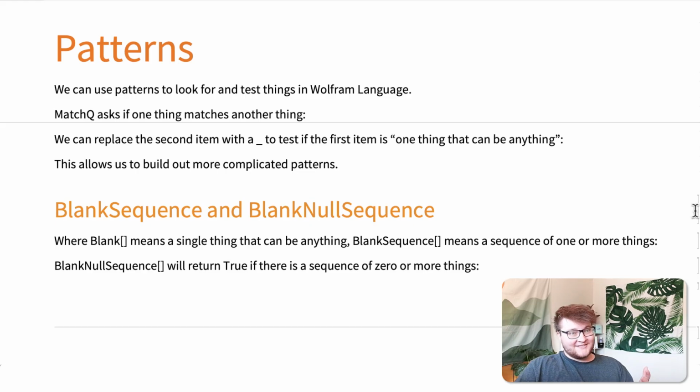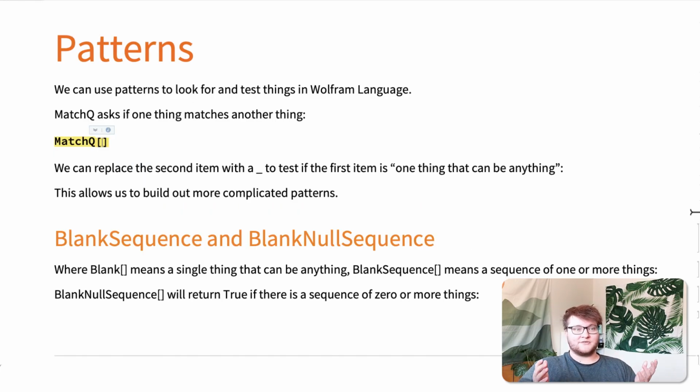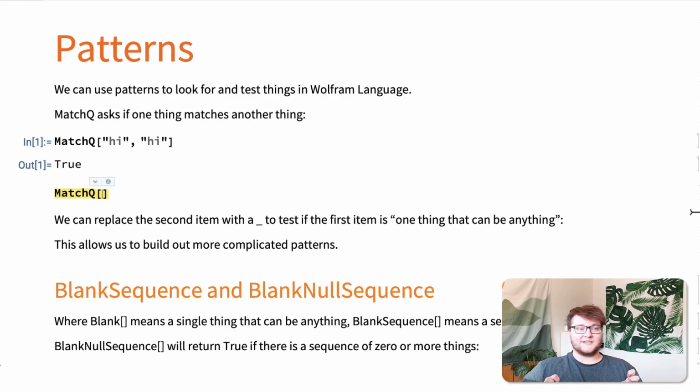So starting off with patterns, we can use patterns to look for and test things in Wolfram Language. The most basic pattern that we're going to be talking about is Blank, which can also be written with a single underscore. So Blank just means this is one thing and it can be anything. A standard function to test a pattern is MatchQ. MatchQ asks if one thing matches another thing. So if I do MatchQ of two strings that both say the same thing, then we get True. If I do MatchQ of two strings that have different content, we're going to get False.